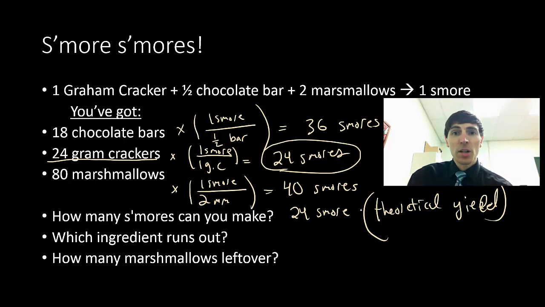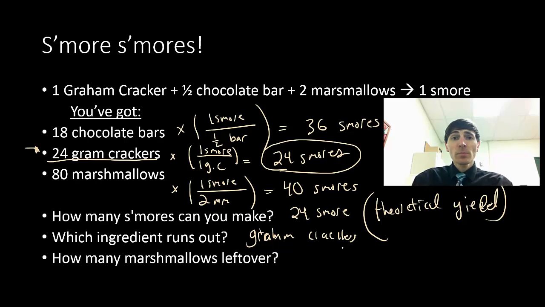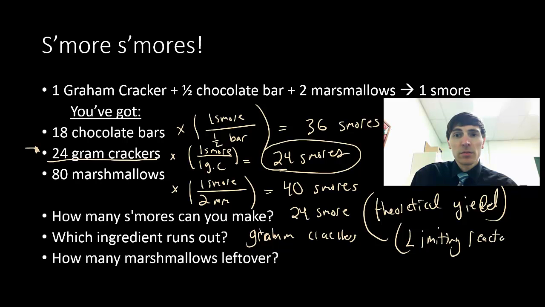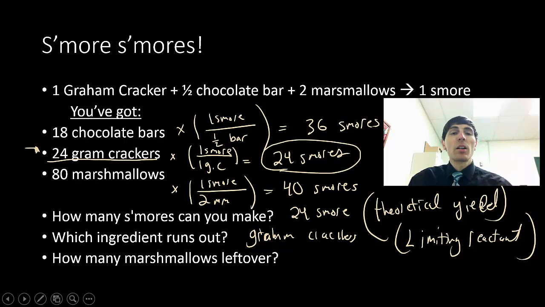Theoretical yield always comes from this idea of something running out. So which ingredient runs out? That was our graham crackers. Our graham crackers are going to run out. What that means is this idea here is called our limiting reactant. That's what we call the ingredient that runs out first.